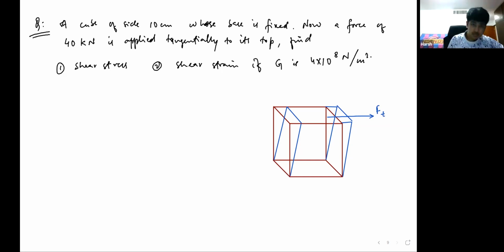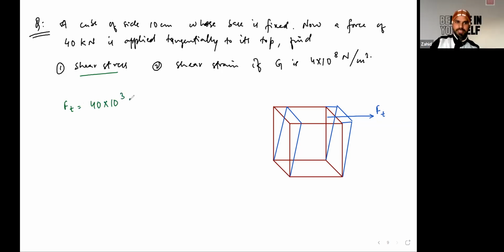This is your question. There is a cube on which a force of this much amount is acting tangentially. So first you have to calculate the stress. For stress, you just need two terms: the amount of deforming force, or tangential force, and the area. So it is F tangential by area. The force will be 40 into 10 to the power 3 Newton.